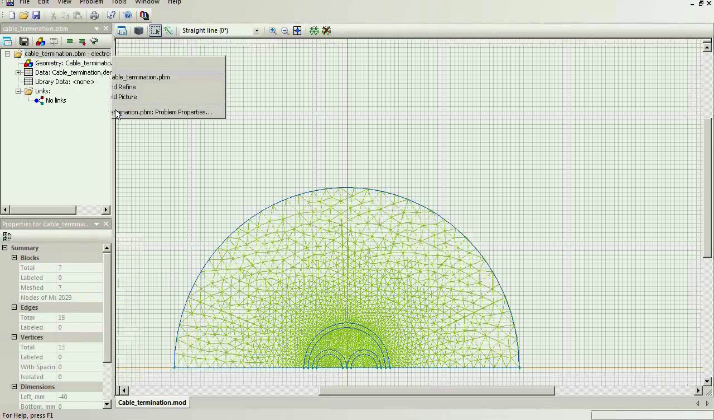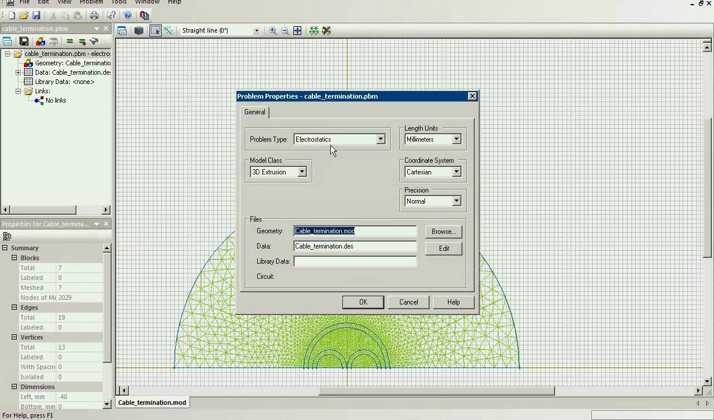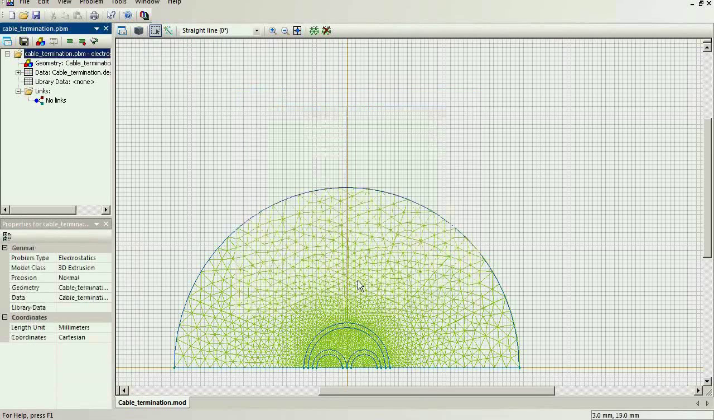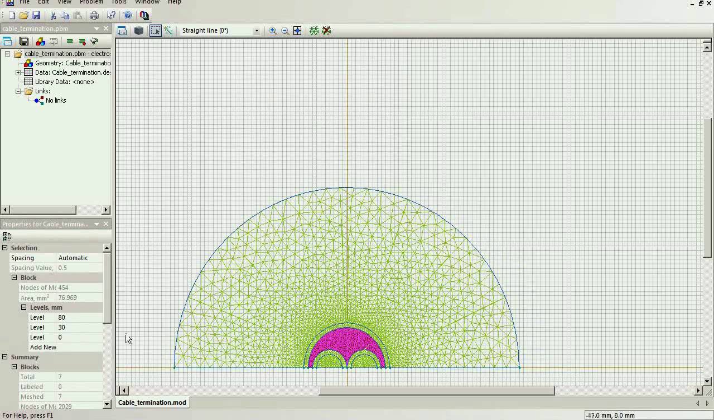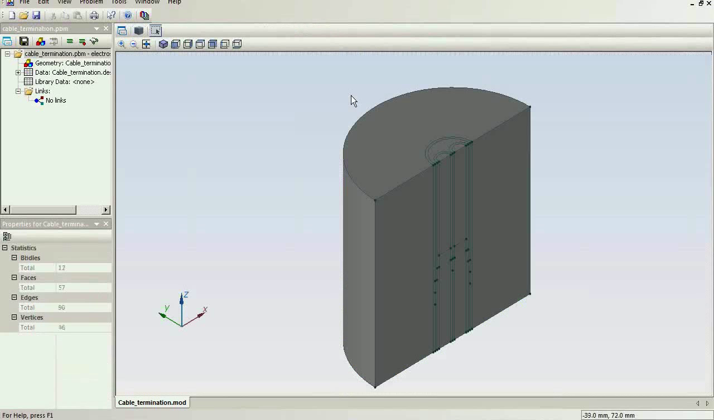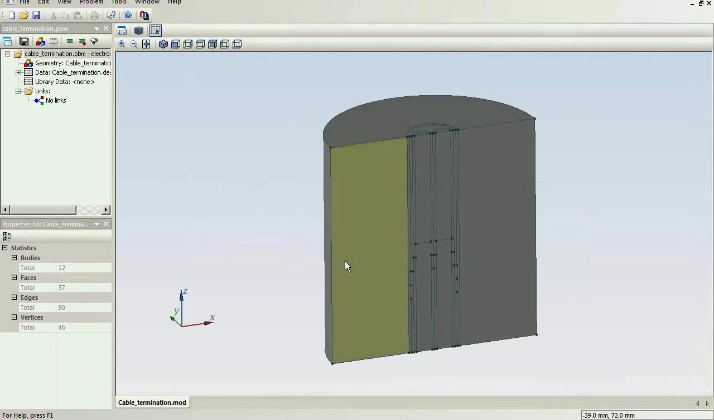Now let's take a look at QuickField. I will open the problem properties. This is the electrostatic problem. I will calculate the electric field distribution in the insulation, and the model class is three-dimensional extrusion, which means that for each object I can assign the heights, the levels. Some objects may have multi-levels. Then, basing on these levels and this plane geometric model, the three-dimensional model is built.